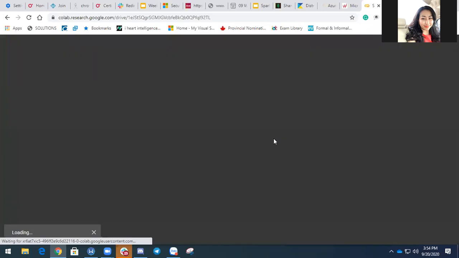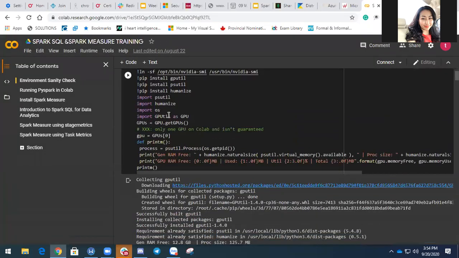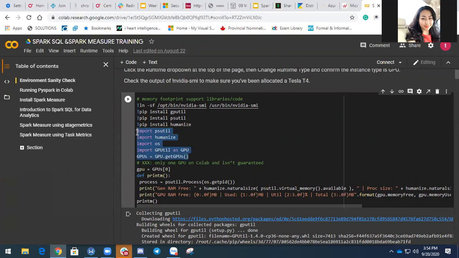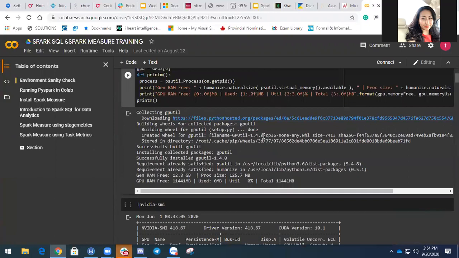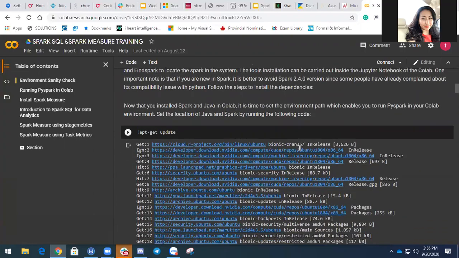For the Spark SQL, I believe I updated it a little bit. Let me go through it with you guys. These parts are basically to measure the performance. You can install it, but you don't need to, or you can remove it, it's all right. Basically, this is the code to check what Colab gives me, so no need to pay attention to this.